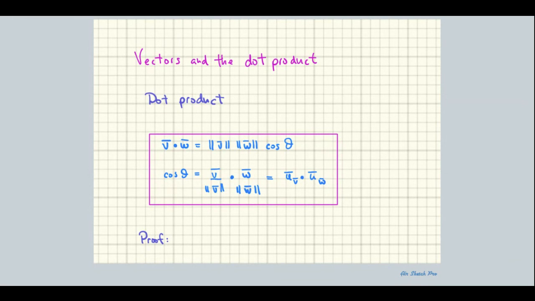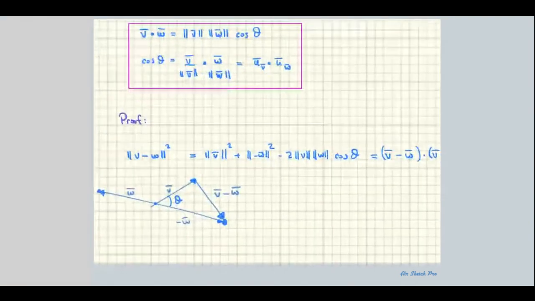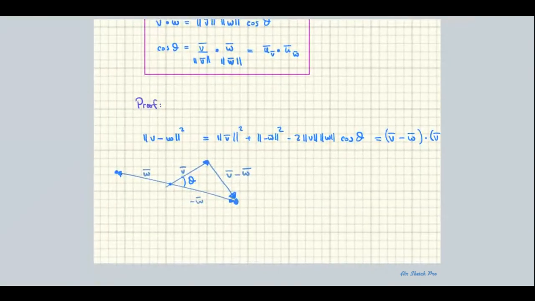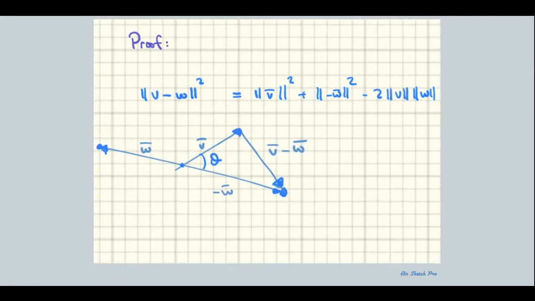One of the first things we know about the dot product is that the dot product of two vectors is 0 if and only if they're perpendicular. In general, the angle between them is given by the dot product of the two vectors divided by the lengths of those two vectors. I'm going to do a fast proof on this because it's cool, and it uses the law of cosines that we just studied.